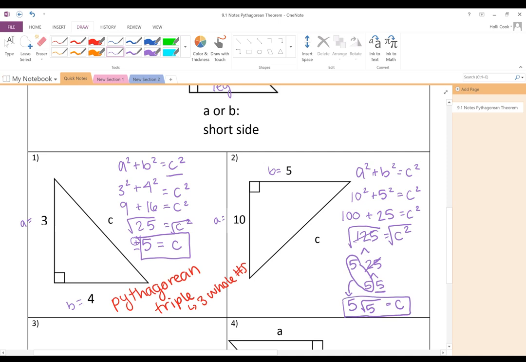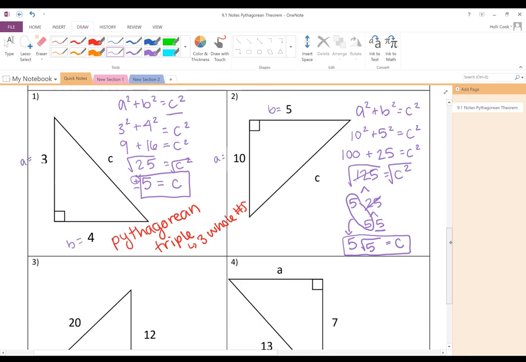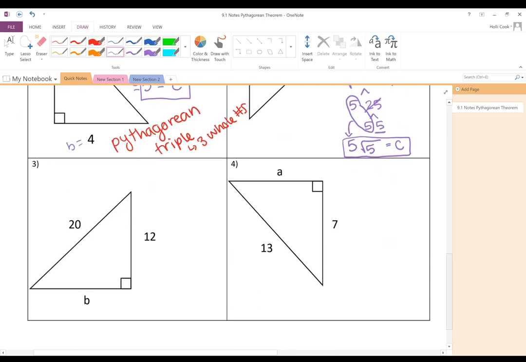Okay, is this a Pythagorean triple? No, because we have a square root in our hypotenuse, so it's not going to be a whole number. Okay, let's go down and do another example. This time we are given c. c is 20, and we're given a is 12, but we're looking for b.